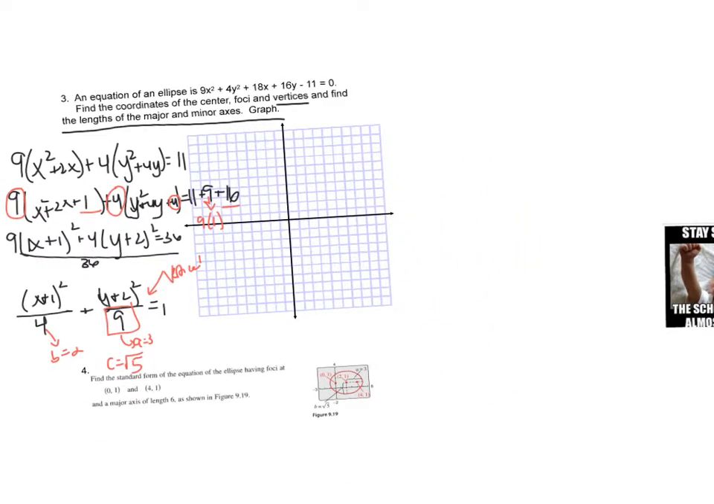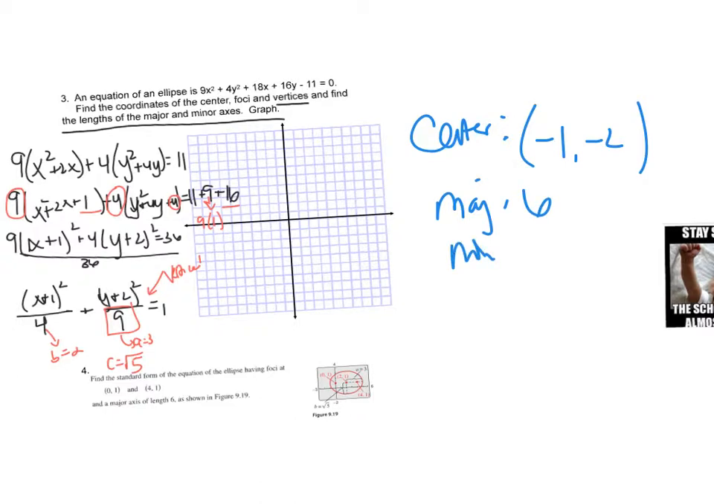Okay, let's find our center first. Hopefully you already got this part. So your center is going to end up being -1 comma -2. Okay, your major axis is 2 times a again, so it's going to be 6. Minor is 2 times b, so it's 4.